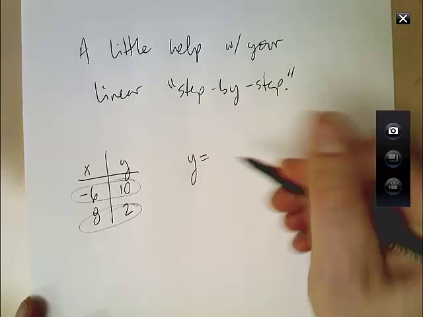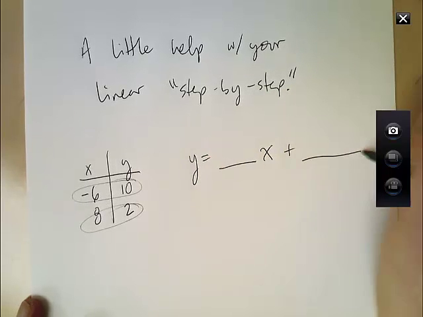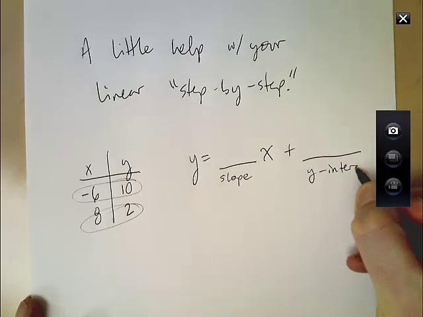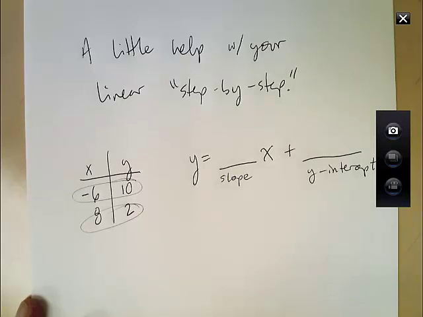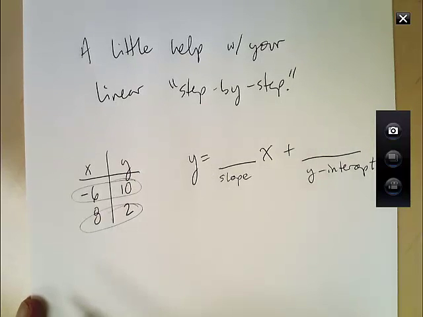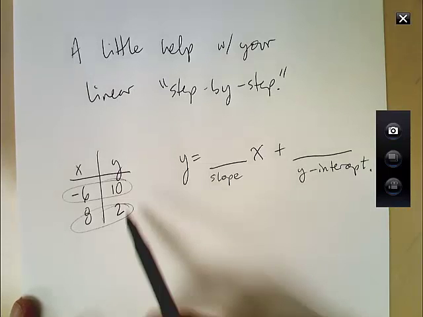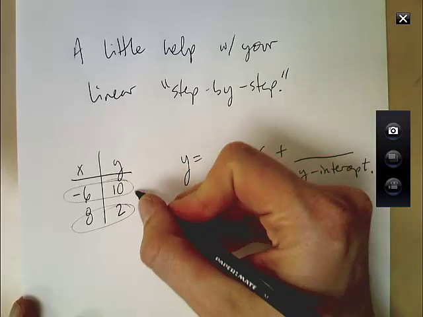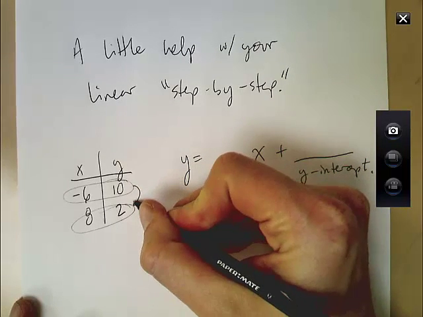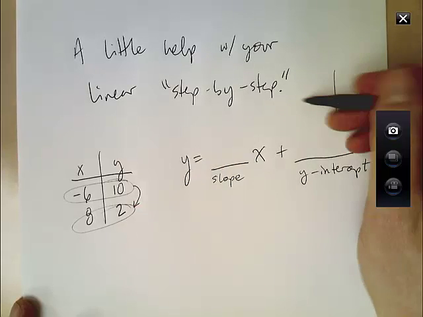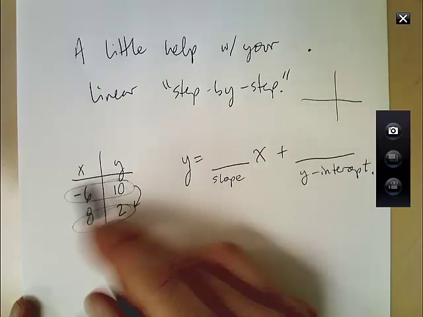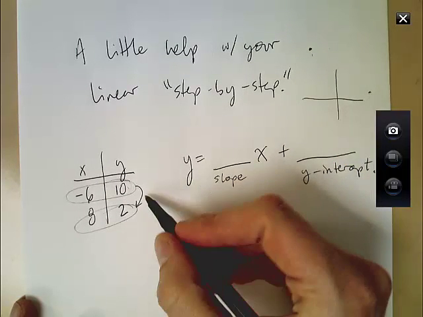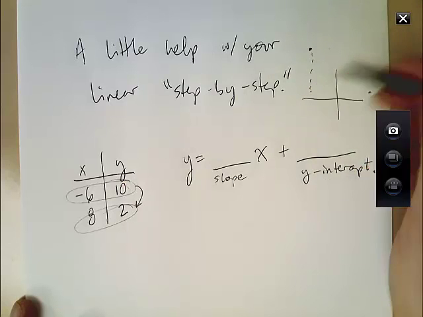So this is y equals something x plus something, right? And this is the slope, and this is the y-intercept. Now, I can't see the y-intercept here on my table, and I can't immediately see the slope either, but these things will come out. So what I need is the change. If I go from this point to this point, how much does y change?